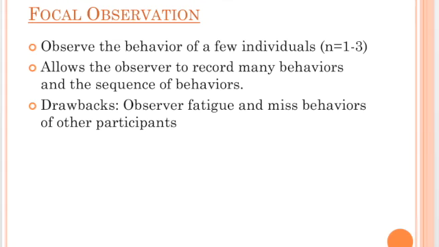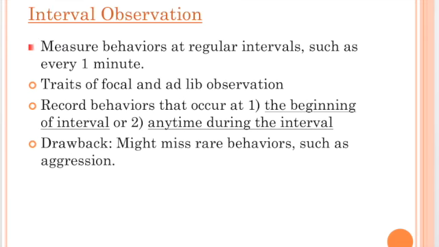Our third method of observation combines ad libitum and focal observation. This is called interval observation. In an interval observation, you measure behaviors at regular intervals, so every minute. So it has both traits of focal and ad lib. I can record multiple behaviors, and every minute when my stopwatch goes off, I mark down how many kids are playing, okay? How many kids are engaged in rough-and-tumble play.